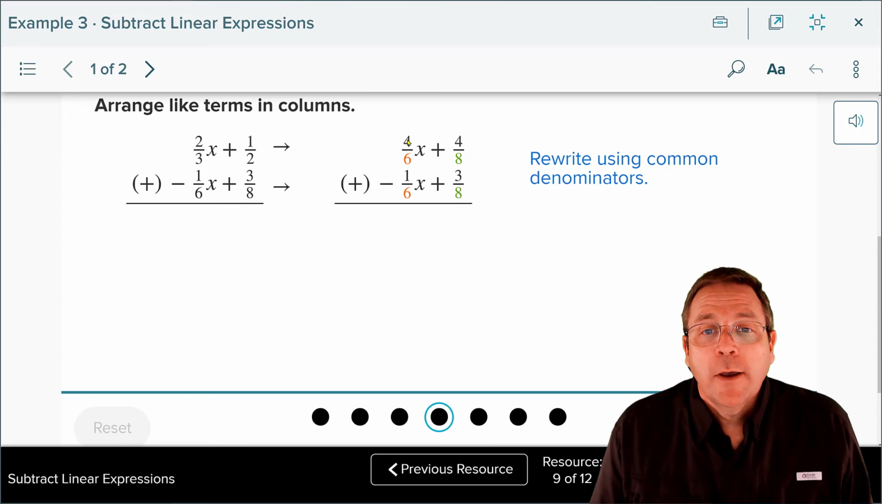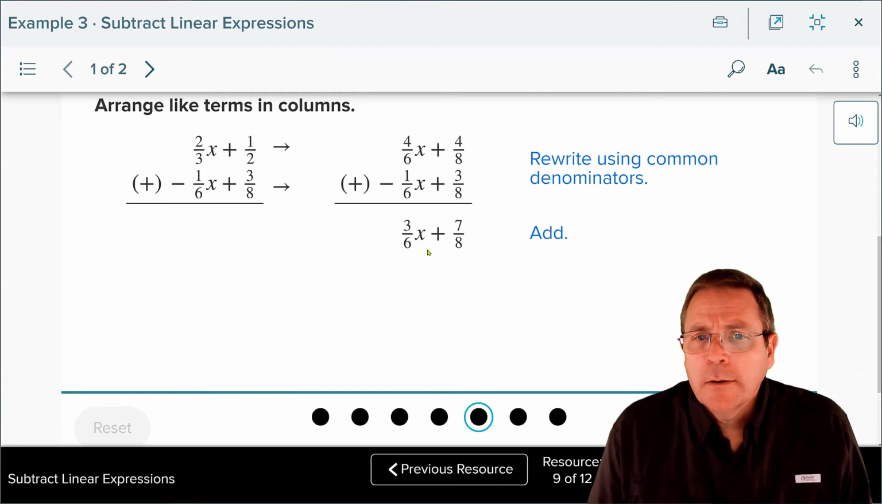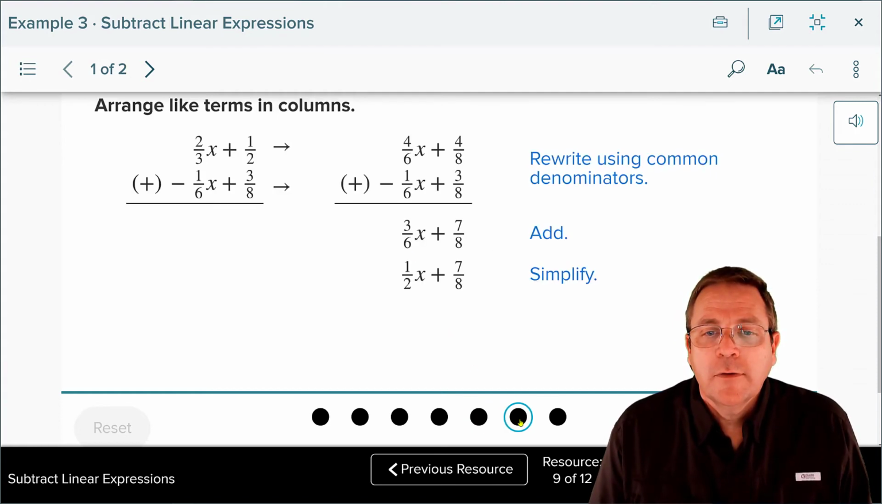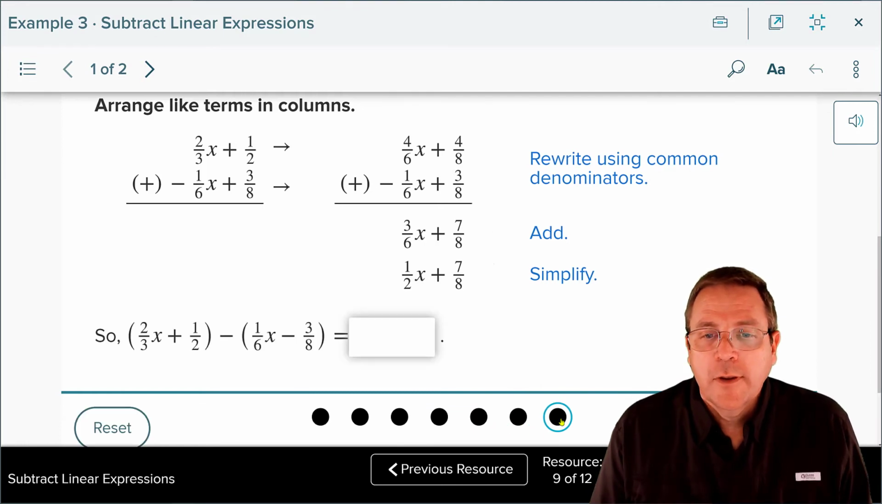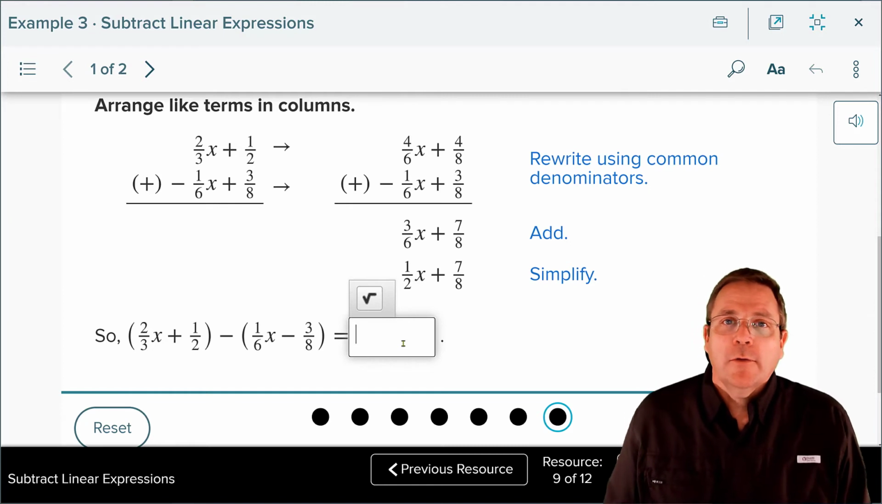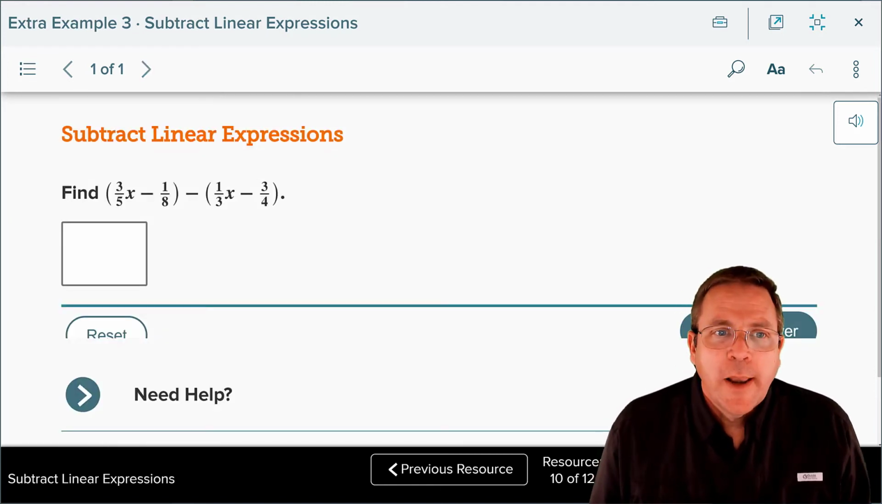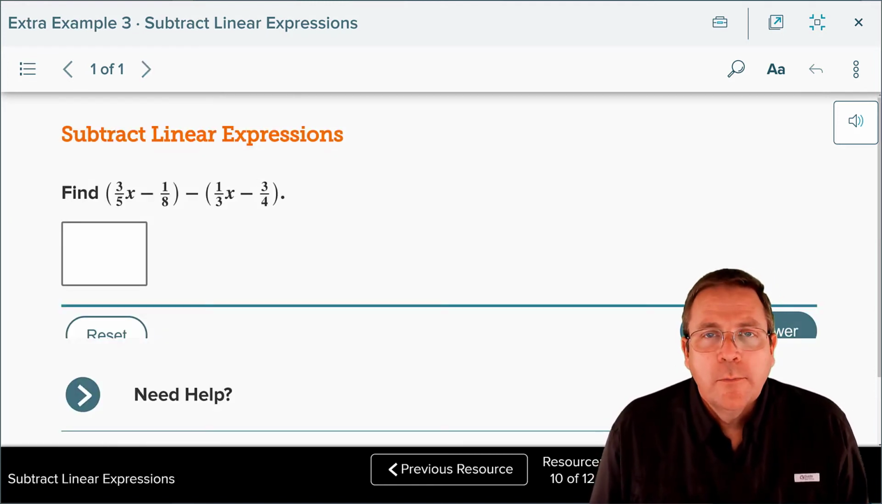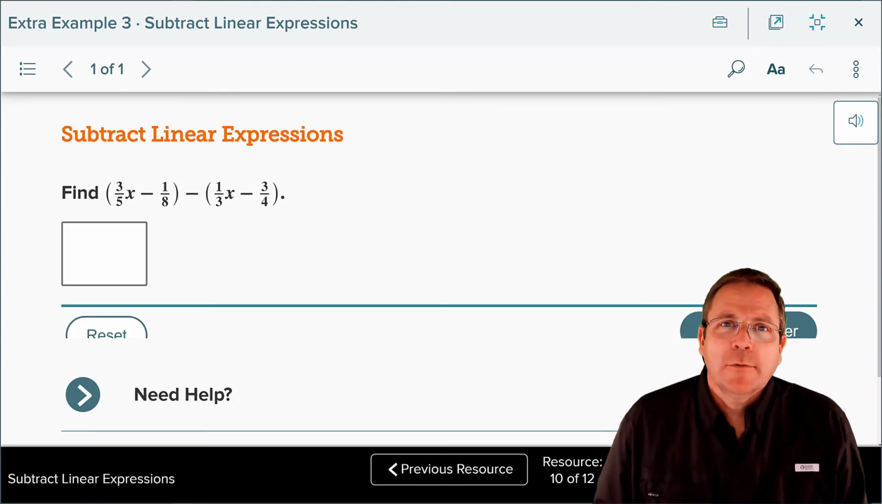Now we're going to simplify. 4/6 minus 1/6, that's going to be 3/6x. And then 4/8 plus 3/8, that's going to become 7/8. But we're not done. 3/6 is not in simplest terms. We can simplify 3/6 down to be 1/2 x plus 7/8. And this number right here is what you need to put in your answer box. Alright students, now it's your turn. Pause the video, work the problem, make sure you're finding your common denominators, and check your answer.